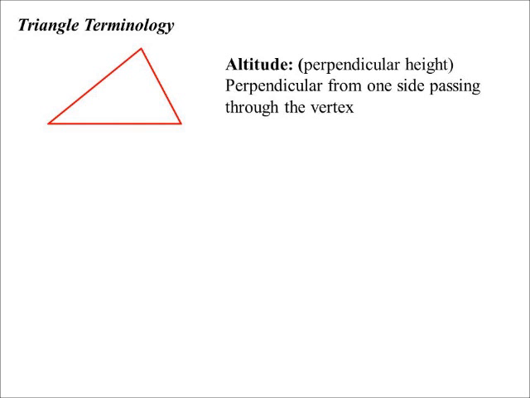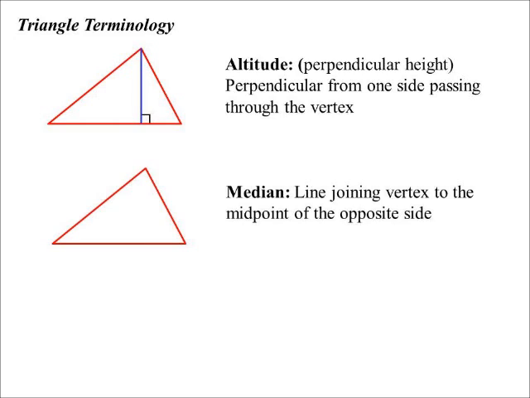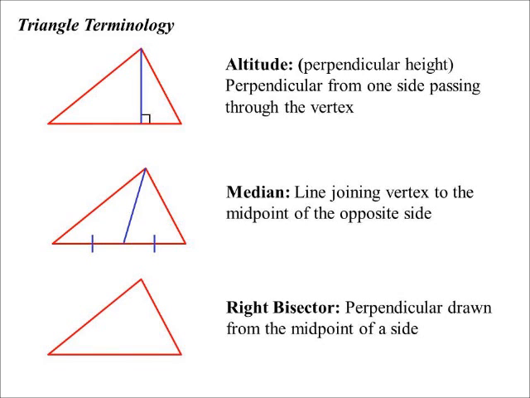Some terminology. Altitudes is another name, of course, for perpendicular height. Then we have a median. That's the line that joins the vertex up to the midpoint of the opposite side. And a right bisector. This one also goes through the midpoint of the opposite side, but won't necessarily go through the vertex. It's at right angles to the midpoint.